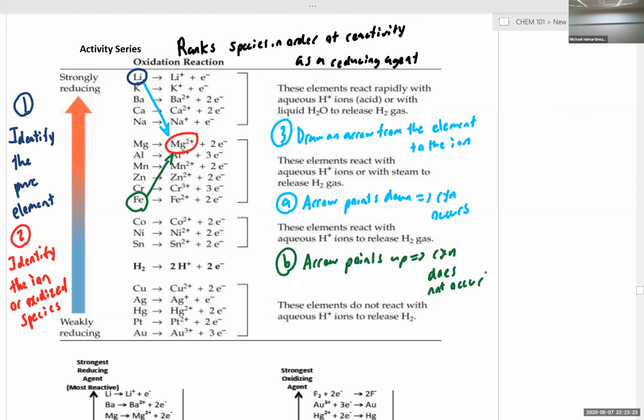Essentially, what the activity series is saying is that species higher on the activity series will react with species lower on the activity series. So based on the relative position of your pure element and your ion, you will either see a displacement reaction or you will not. And you can use the given activity series to predict whether a reaction occurs.